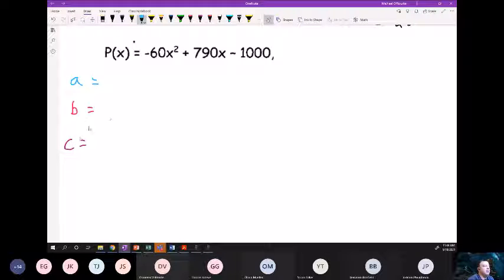So when you're done your A, B, and C values, type them in the chat. In about a minute, I'll ask you to press enter. All right, on the count of 3, press enter. And what numbers did we get for our A, B, and C values?